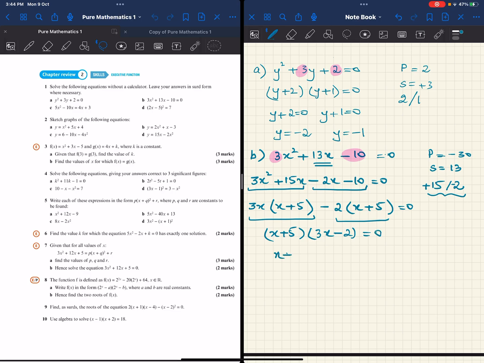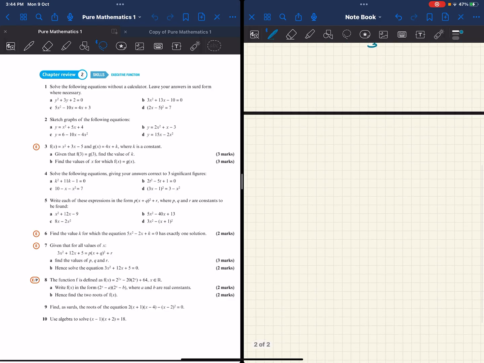So x plus 5 is equal to 0, 3x minus 2 is equal to 0. x is equal to negative 5 or x is equal to 2/3. So that's our answer for B. Moving on to question C.